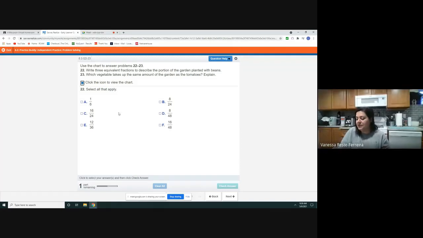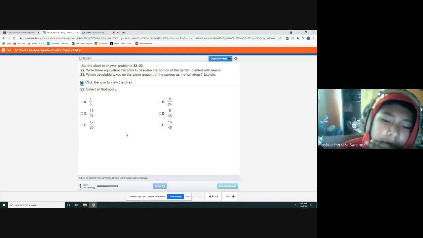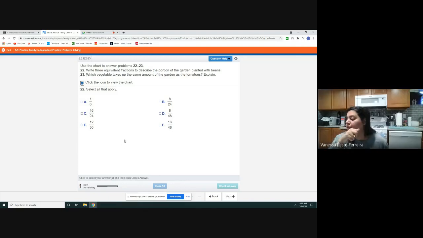Okay, so if our beans are 4/12, we need to find 3 equivalent fractions for 4/12. What operation can we use to find equivalent fractions? Yes, we're going to be working with fractions, but what operation do we use? Multiply? We're going to multiply. Very good.